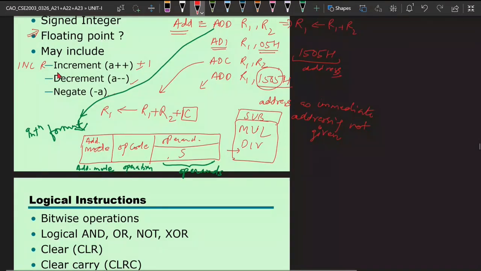Okay. The next one is decrement. So it is DCR, that is the instruction used. And if it is a register DCR, that means it will be decreasing the content of this register by 1. It will be decreasing the content by 1 and increasing the content by 1. Negate means whatever the content of the register is, it will be making its complement.